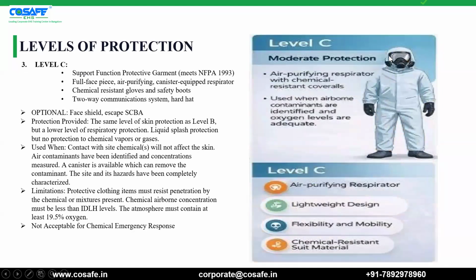Then there is level C, moderate protection, air purifying respirator with chemical resistant coveralls. It is used when airborne contaminants are identified and oxygen levels are adequate. So when the oxygen levels are adequate, then level C is used, but you also have to look out for any other factors which can affect your breathing or affect you very seriously if not looked out for properly. That's why this level C is a very moderate protection.